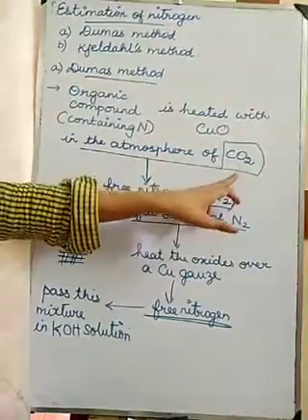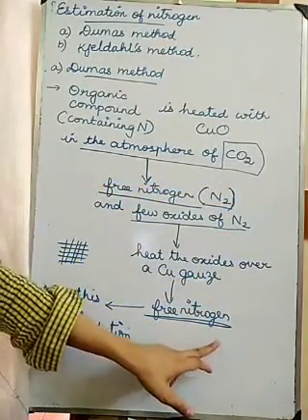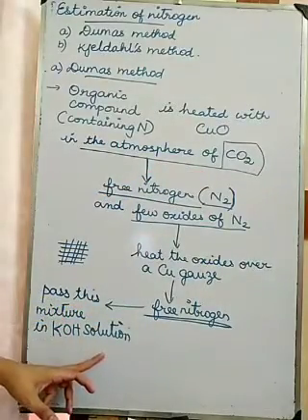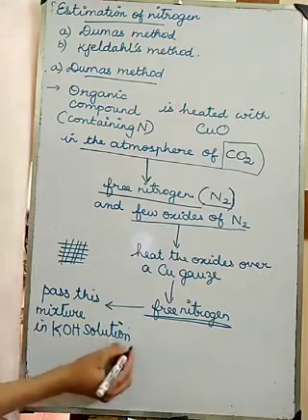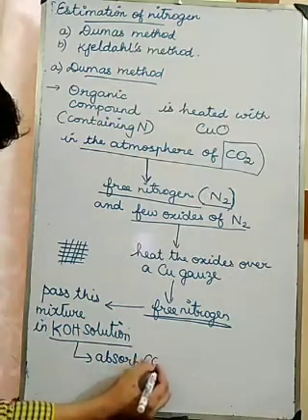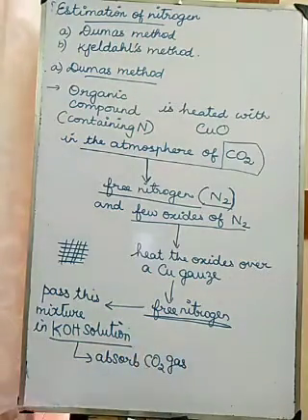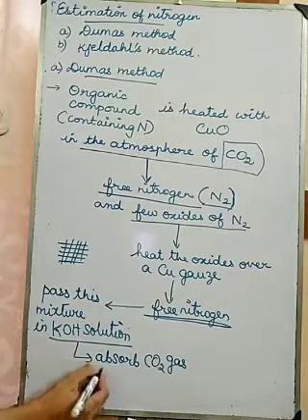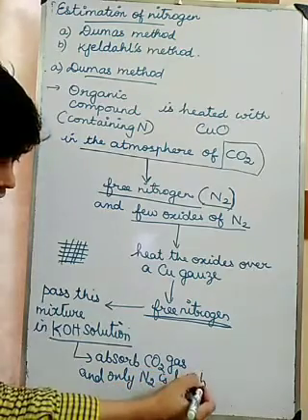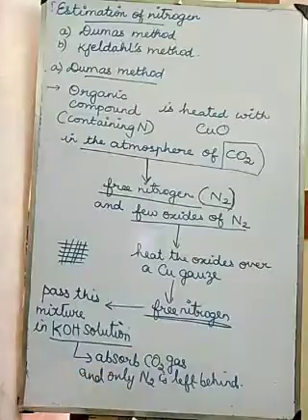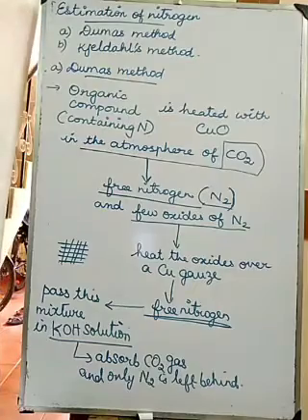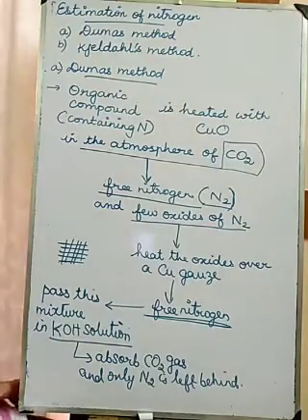Now we have to separate carbon dioxide gas and nitrogen gas. For that we are going to pass the gases in KOH solution, potassium hydroxide solution. The potassium hydroxide solution will absorb all the carbon dioxide gas and only nitrogen gas will be left behind. So from this nitrogen gas we can find out the percentage of nitrogen. Understood? Clear?